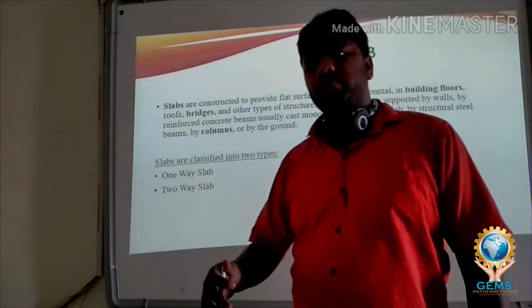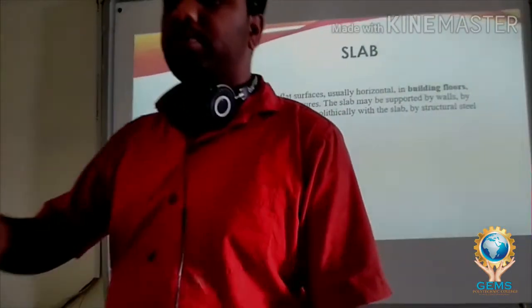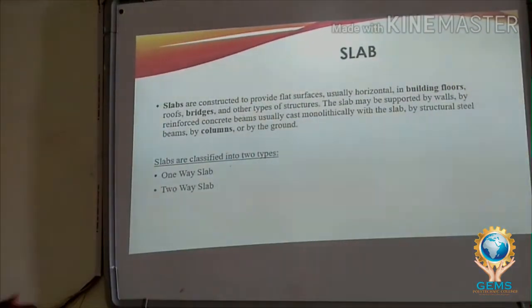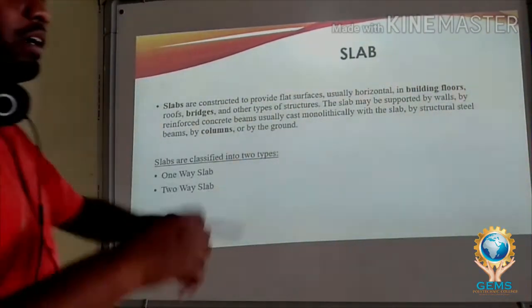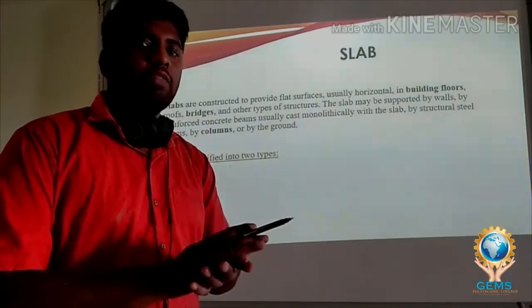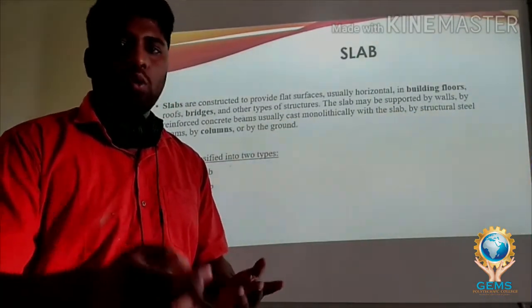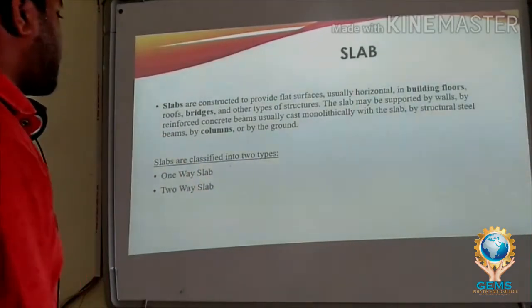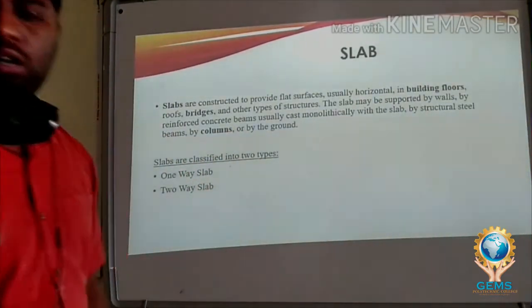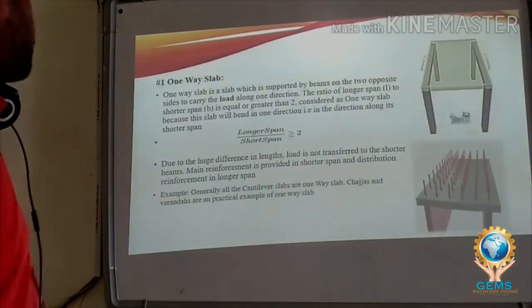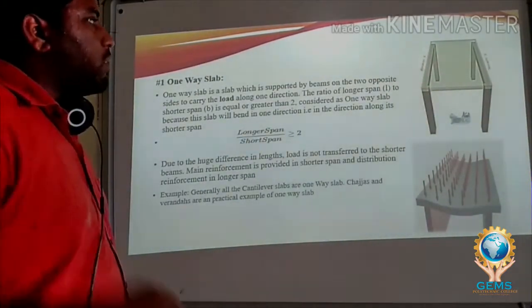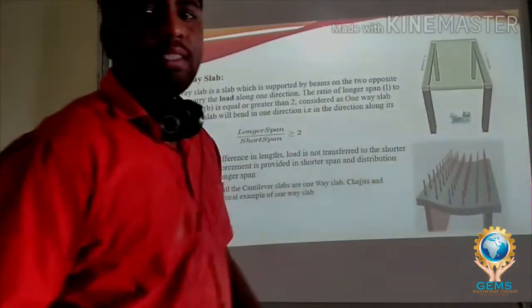Based on the shapes, it may be classified into different types, that I told you: square, circular, all things. So first we are going to see about one-way slab. So what is one-way slab? I will read first and then I will explain.